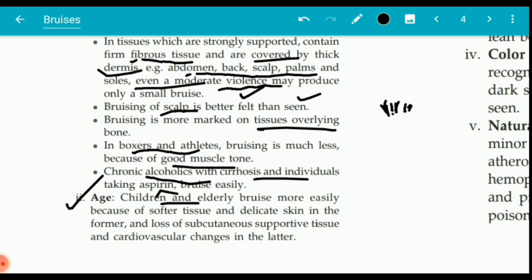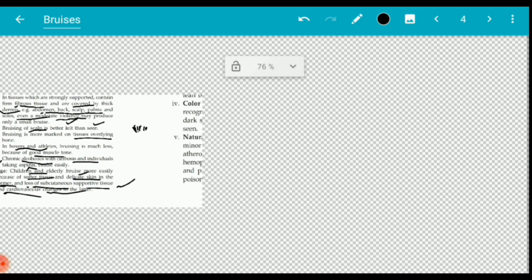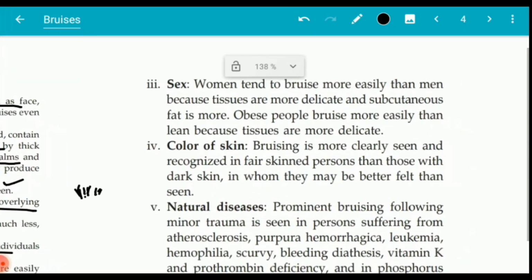Children and elderly people are more prone to bruising. Why? Because their skin is delicate and extremely soft. You can see that old people have loose skin tissue, isn't it? So: delicate skin in kids, and loss of subcutaneous supportive tissue in old people, followed by the cardiovascular changes that happen in older people.